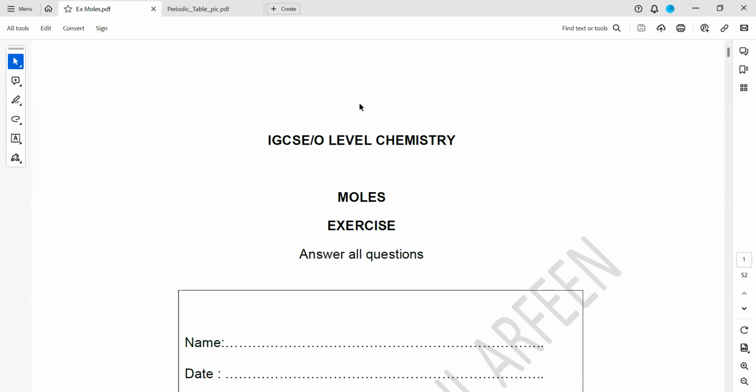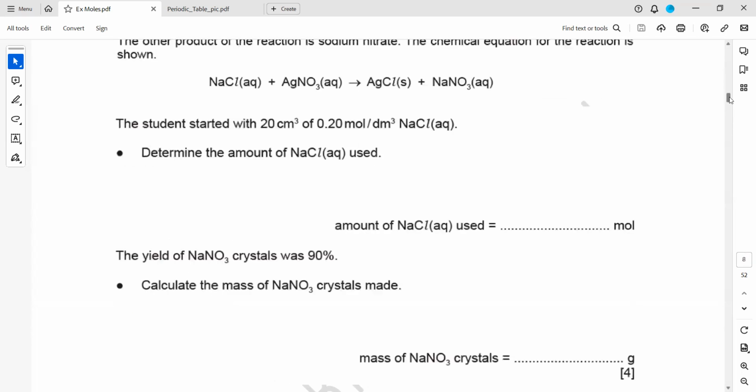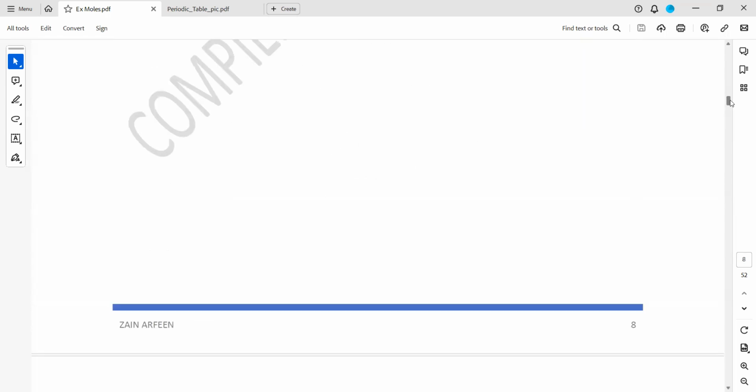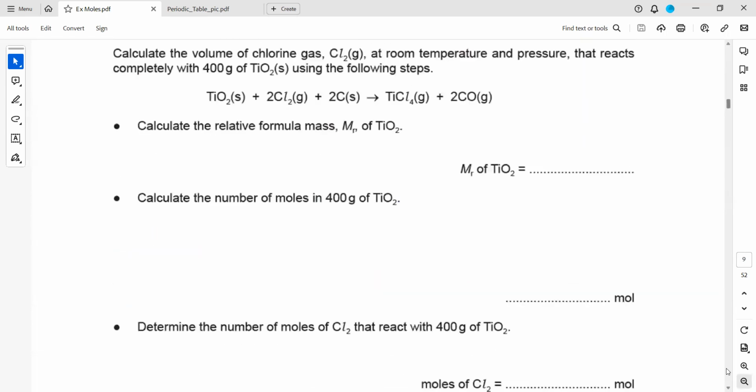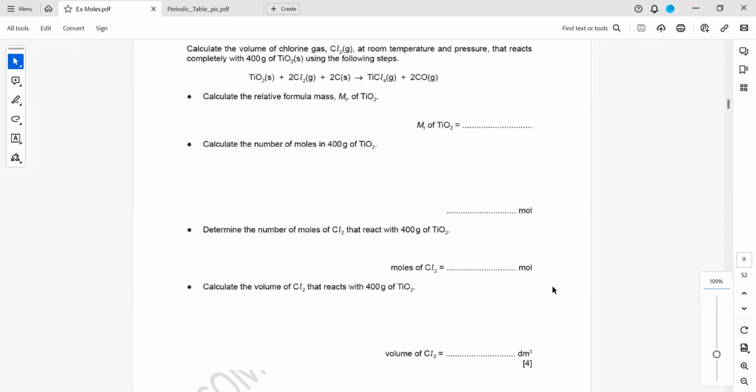So this exercise is related to the moles, and we did the first 6 questions. In question 7, for a moles question, you will follow a pattern. Usually, the first part is by formula, second by ratio, third by formula.